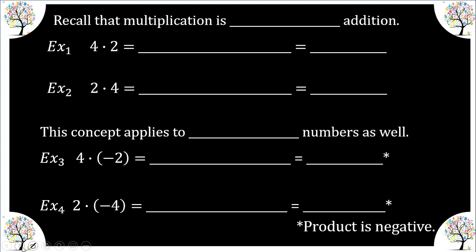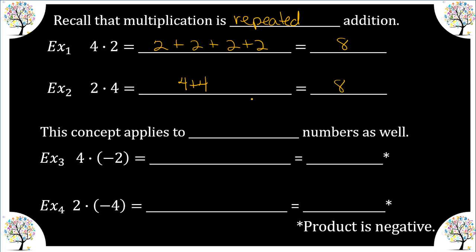So let's just go back to the basics and recall that multiplication is simply repeated addition. So when we have 4 times 2, that means we have 4 2's being added together. So another way to represent 4 times 2 is repeated addition of 2's. We have 4 2's being added together, and of course we get 8. Or we can have 2 times 4. So this time we have 2 groups of 4 being added together, and again, we get 8.